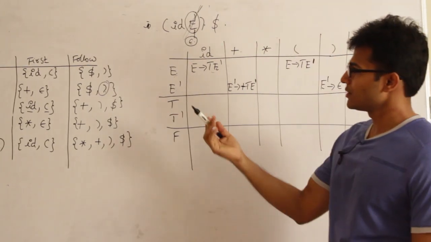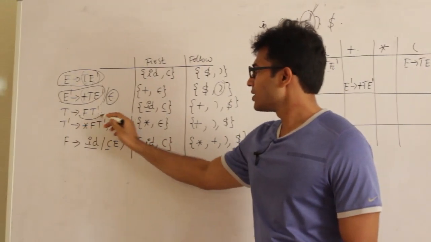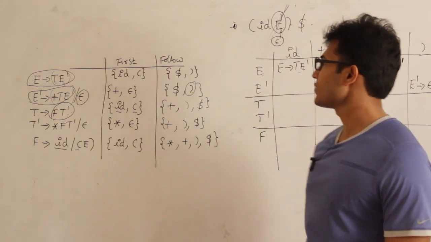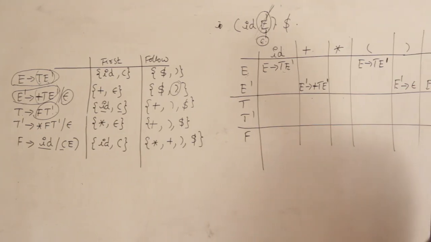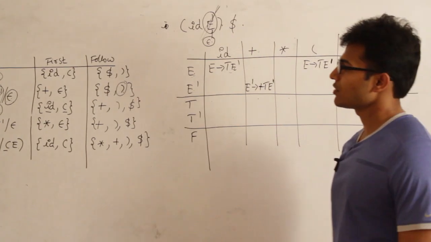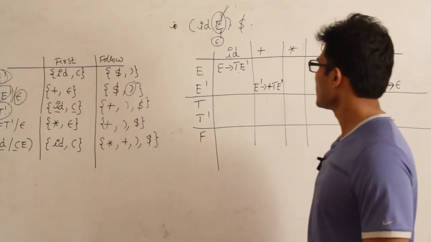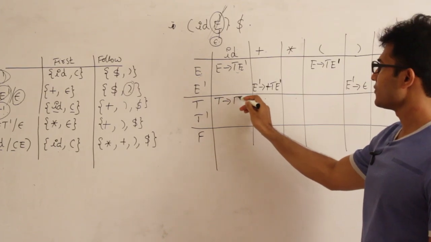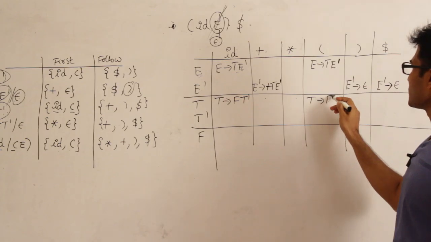Okay, next one is T. Where are you going to place this next production? It has to be placed under T row because left hand side is T and in the first of F T dash. So we are going to place it under the T row and in the first of F T dash. What is first of F T dash? First of F. What is first of F? ID and open brace. Therefore under ID and open brace I am going to write T derives F T dash.